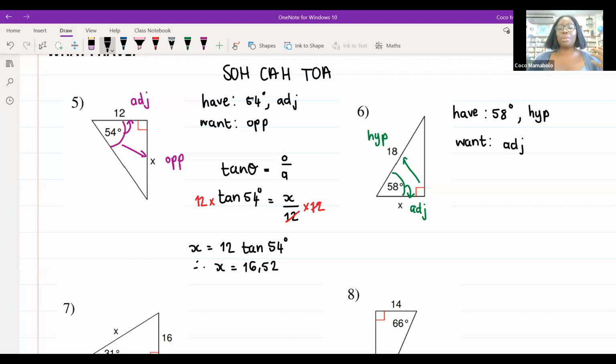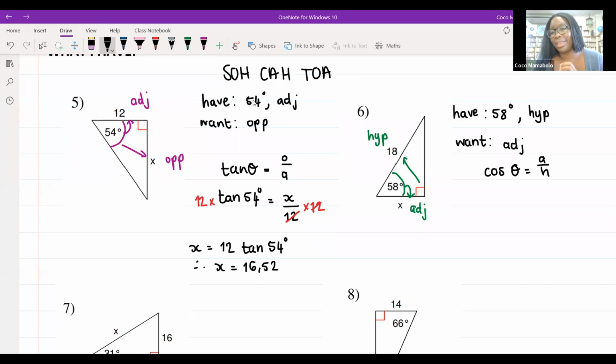So tell me, which one between Soka, Toa, which one are we going to use that uses adjacent and hypotenuse? It's CAH. Excellent. What does the C in CAH stand for? Cos. Excellent. So I'm going to write cos of theta is equal to, finish this. Adjacent over hypotenuse. Beautiful.